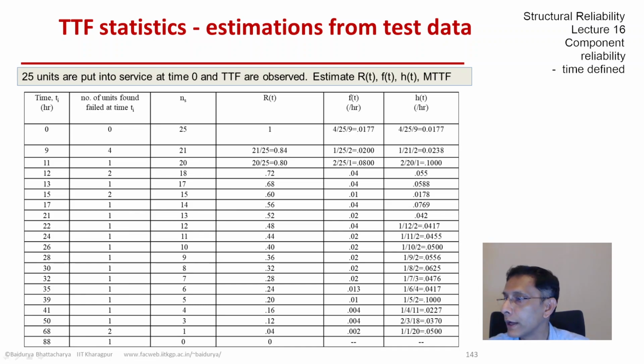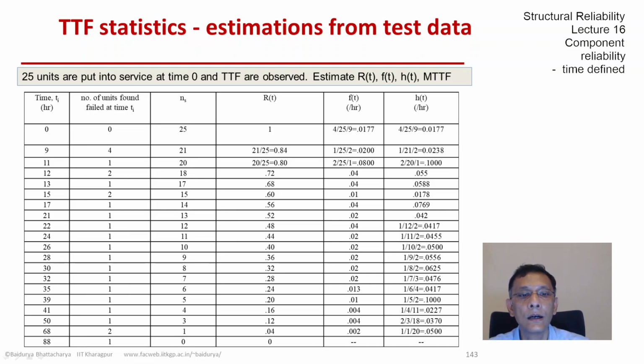In the last column, we have the hazard function, and again the first number there, that 4, is the number of failures that happened in the interval 0 to 9, and then 25 is the number of elements that we started with in that interval, which is N0 in this particular interval, and 9 is the length of the interval. So that gives us 0.0177 per hour.